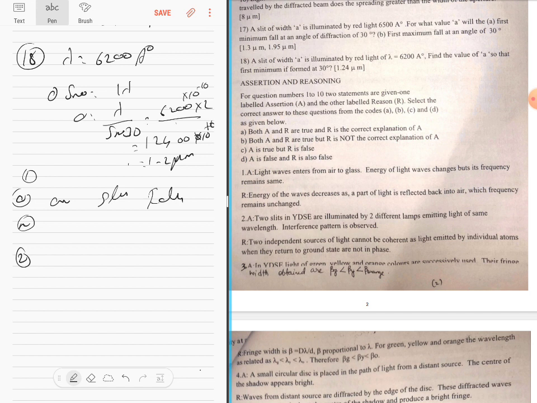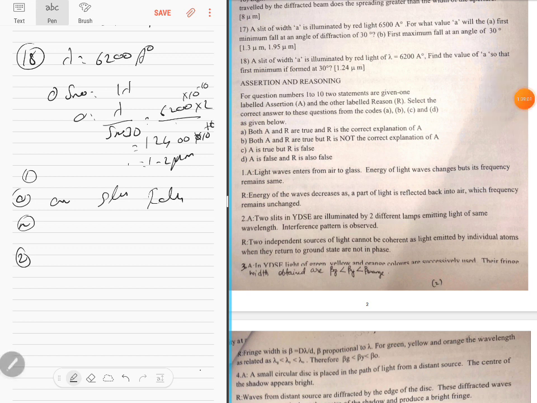So is there an answer where assertion is false and reason is false? You don't have an option like that. Okay, let's see. Two Young's slits with the same wavelength do not produce interference, over. Second one, two independent sources of light cannot be coherent, as light emitted by individual atoms. Okay, let me think of that.